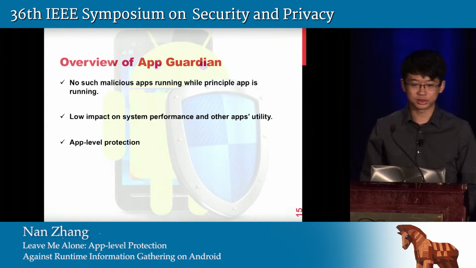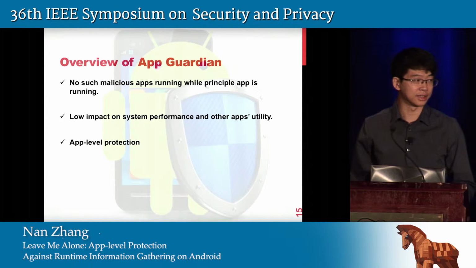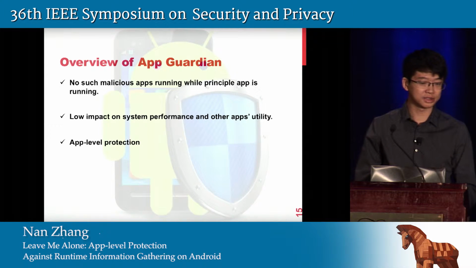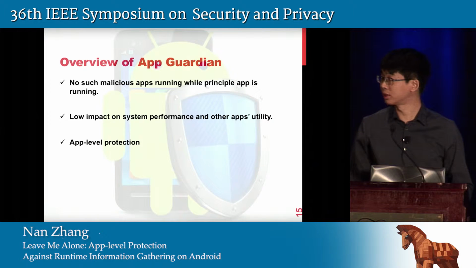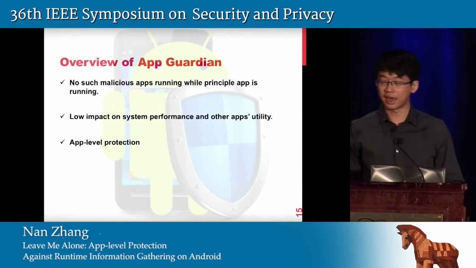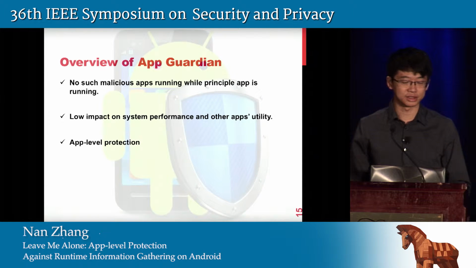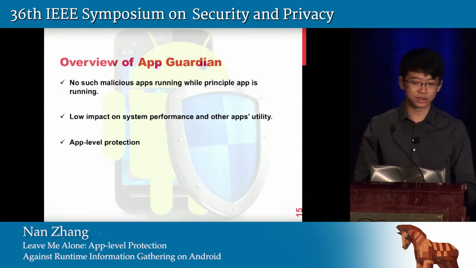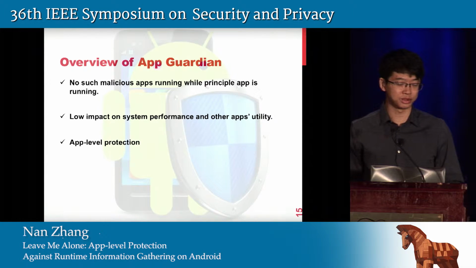We have proposed app-level protection, App Guardian, or Guardian for short, to defend against RIG attacks. Guardian prevents malicious apps from running while the principal app is running, and it has low impact on system performance and other apps' utilities. Due to the fragmentation of Android, a framework solution might take forever to distribute to the users.